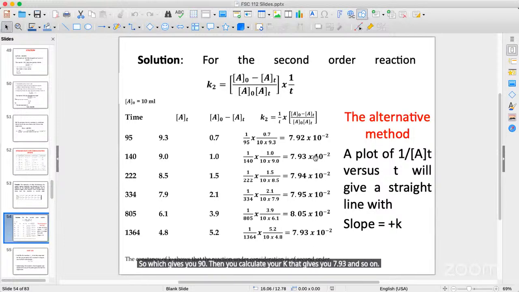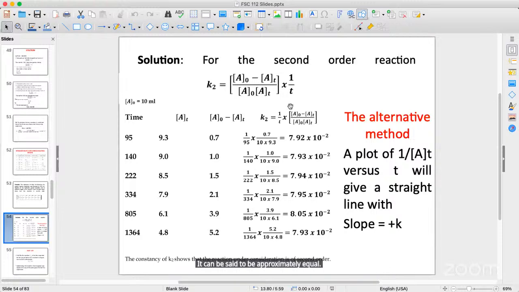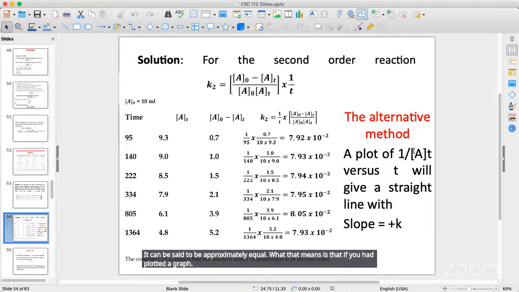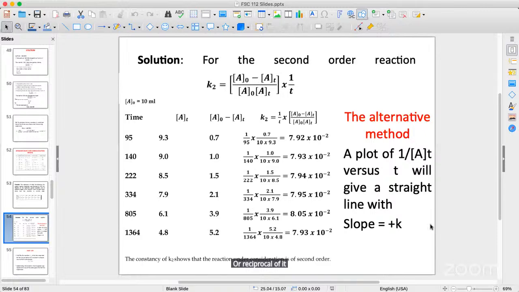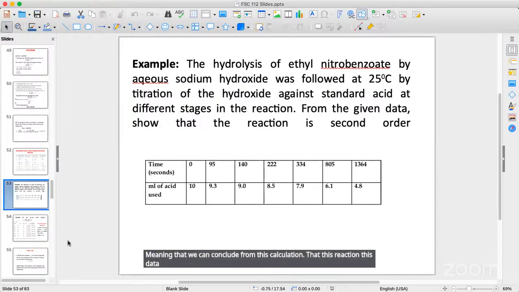That's what you do. Now, if you look at all these values of k, you realize that they are approximately equal. What that means is that if you had plotted a graph of the reciprocal of A minus x against time, you would have gotten a straight line. Meaning that we can conclude from this calculation that this data set follows a second order reaction.